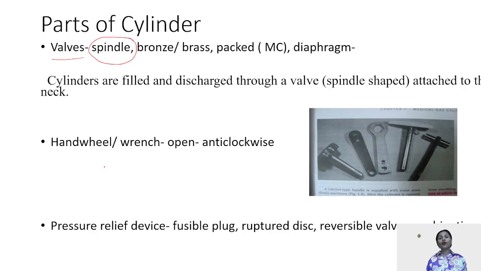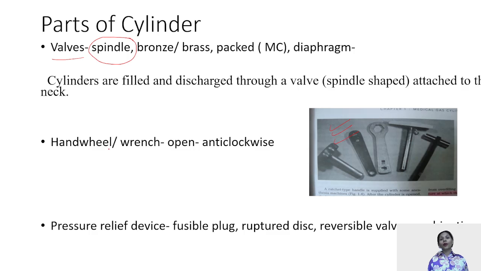Then for every valve to open, we have a hand wheel or a wrench that is present. Please see the images very carefully because questions can come upon the use of these things. What are these? This is a hand wheel or wrench which opens the cylinder in an anti-clockwise direction.